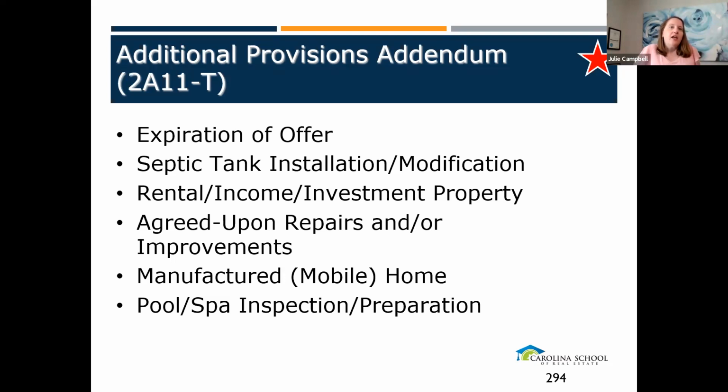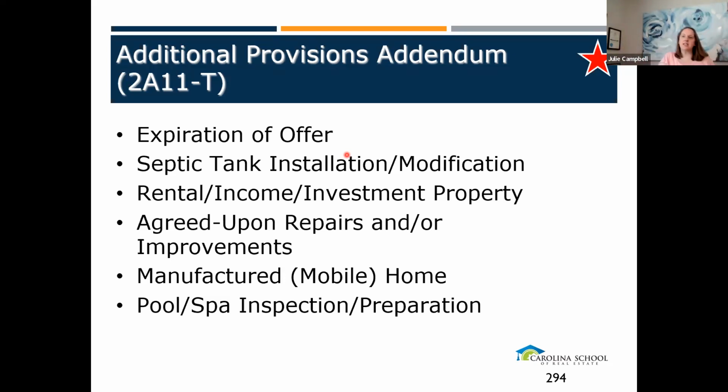If the property is, for example, raw, undeveloped land, the question may come in: can I hook up to city sewer, public sewer? If not, I need to install a septic tank. The additional provisions addendum basically allows the buyer time to have the property inspected to see if it will support an on-site septic tank. So if there's a septic tank installation or modification involved in the property, we can get more information by using the additional provisions addendum.